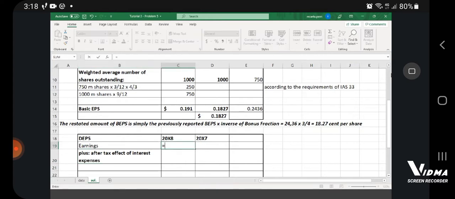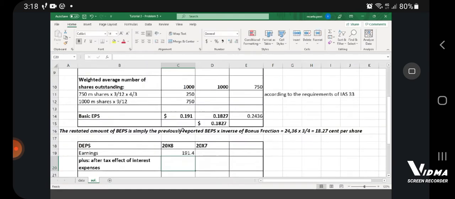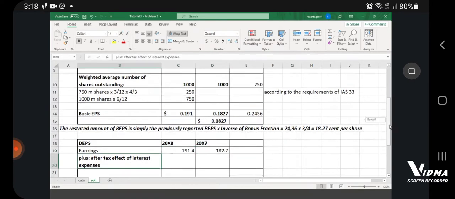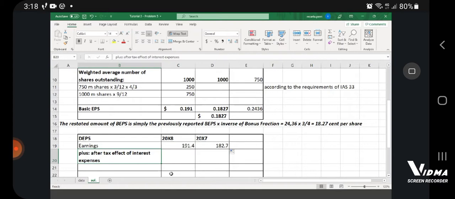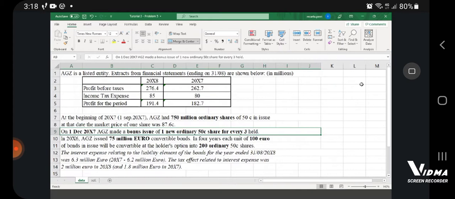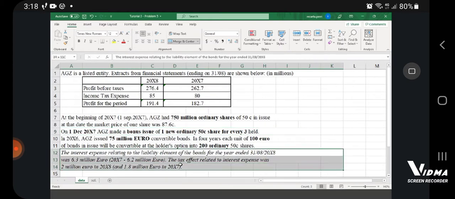Okay, so let's take into consideration both elements over here. The earnings are the same as in the previous calculations of the basic earnings per share. So for every year, it is this sum over here. Now, the after-tax effect of interest expenditure. We have to show the data that is all important over here. You see the interest expenses related to the liability element. The interest expense for 2018 is 6.3. The tax effect related is 2, whereas for the previous year it's 6.2. The tax effect is 1.8 million.